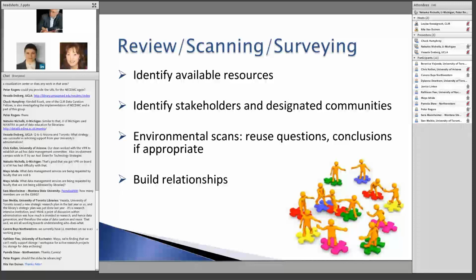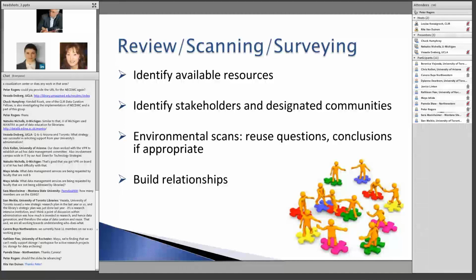So what are the goals of environmental scanning and surveying the current state of data landscape? Well, it helps us identify available resources, identify stakeholders and designated communities. When we do this, we often look at the disciplinary differences, humanities, social sciences, natural sciences, but at the same time, when we look at the designated communities, we also need to look into who are the practitioners, librarians, subject specialists, liaisons, and one of the participants presented the importance of subject specialists, and I totally agree with that.